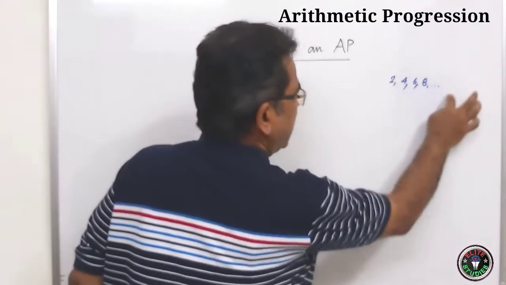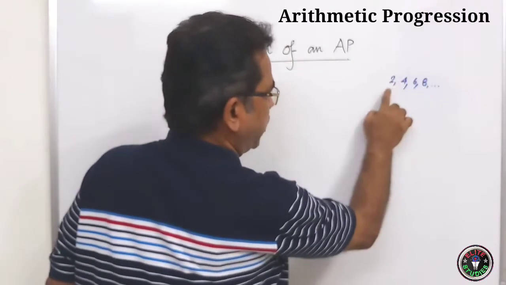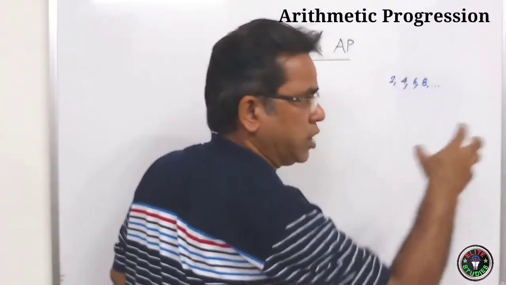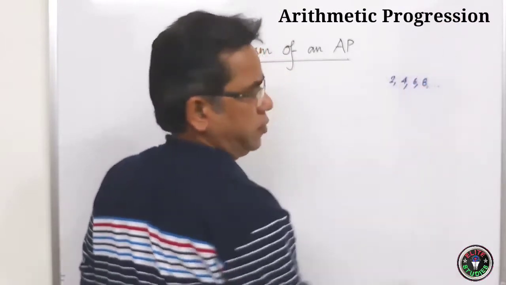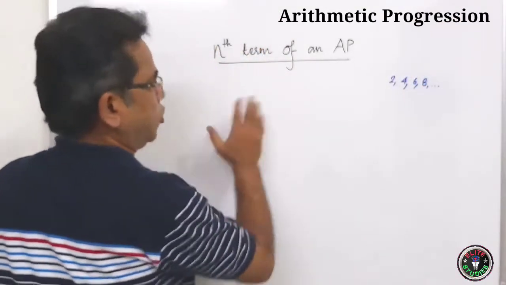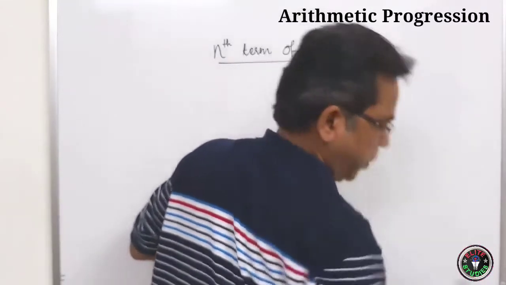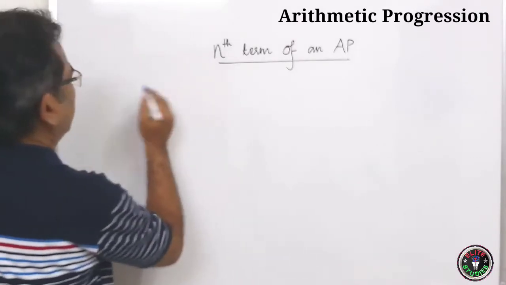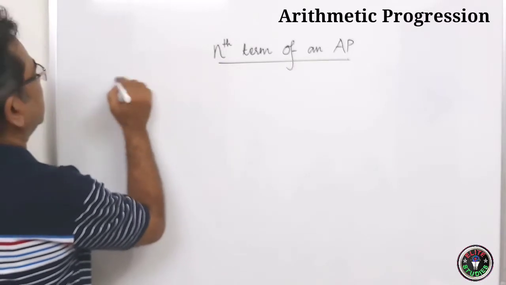If an AP is given to us, how can you find its nth term? The first term, second term, third term, fourth term are given to you. Suppose you are asked to find its 51st term, how can you do it? That is the thing here. So try to understand. As I told you, if you don't understand this particular thing, the complete chapter will go useless.